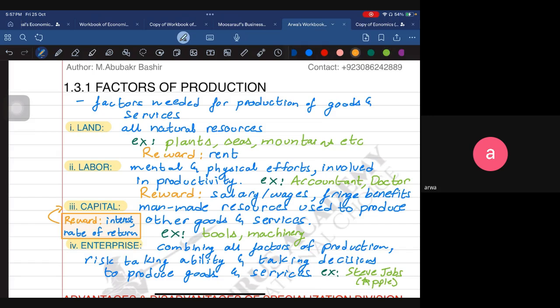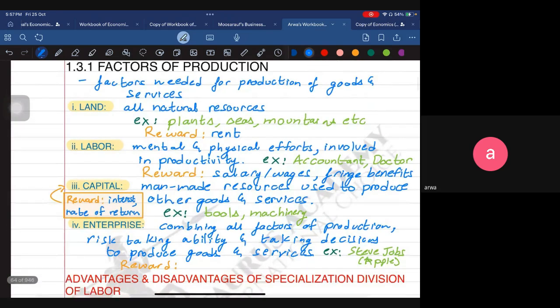So for this, the reward would be profit, right? Because that's basically the main aim. Exactly. That is the main aim why you are taking all that risk, why you're spending your money and combining all factors of production, in the hope that your product sells so that you gain the profits, isn't it? Yes, sir.